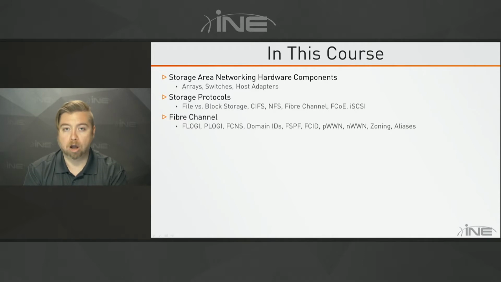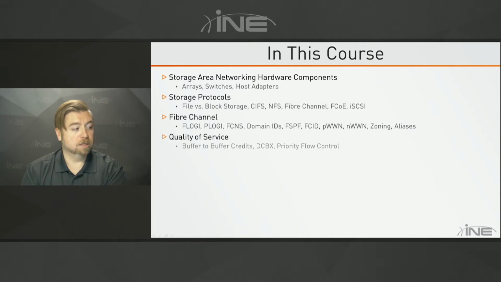How does the fabric login process work? How do the Fibre Channel services work, the domain services, in terms of things like the name server, domain server, principal switch, zoning, FSPF routing, and so on and so forth? We'll then talk about quality of service. What are the differences between native Fibre Channel and Fibre Channel over Ethernet in terms of how they deal with congestion in the network, flow control, congestion avoidance, and congestion management?